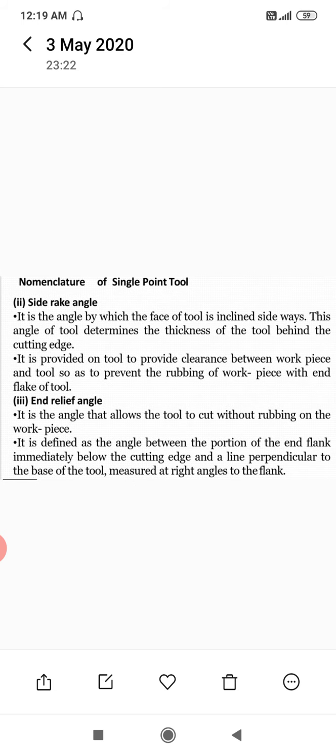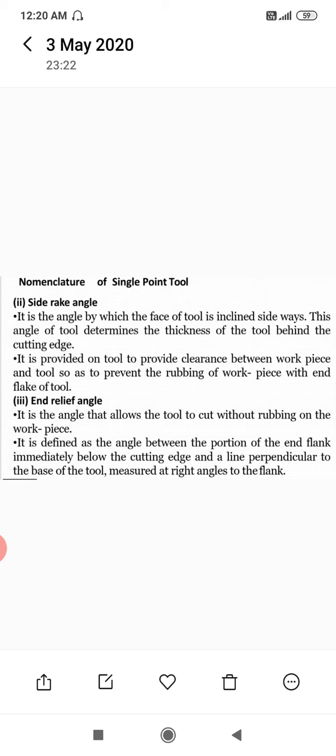Side rake angle. Side rake angle is measured in the direction perpendicular to the tool shank. The angle is also useful for bending the thickness of the chips.